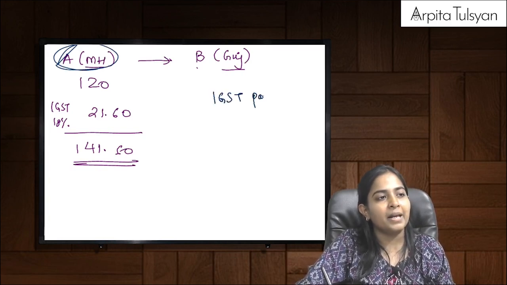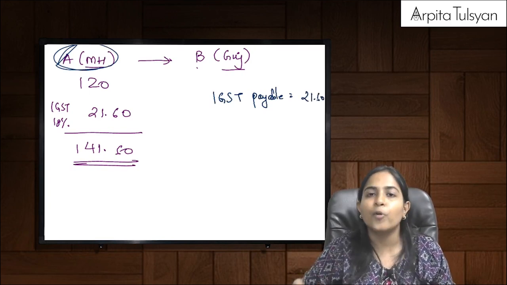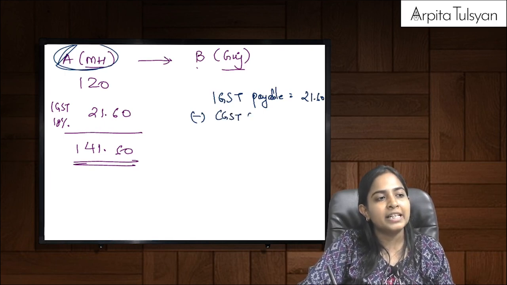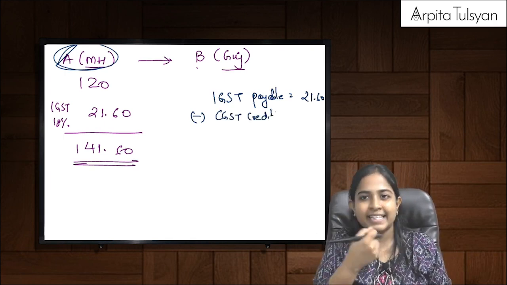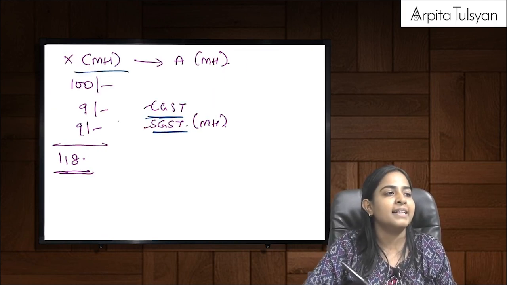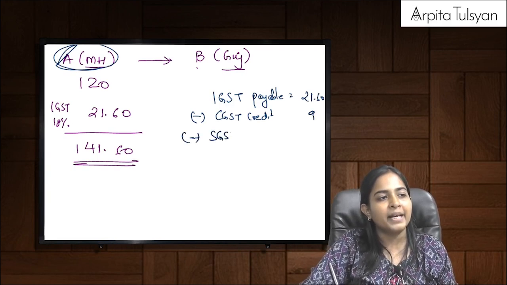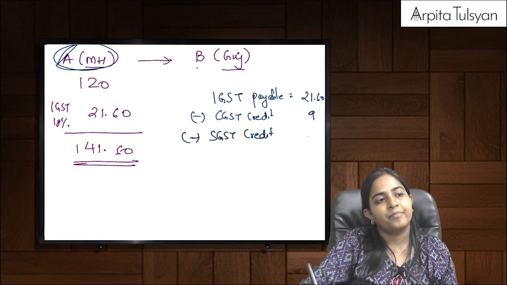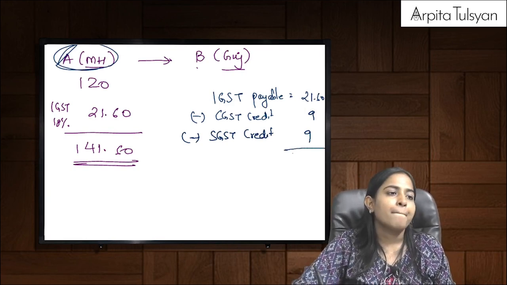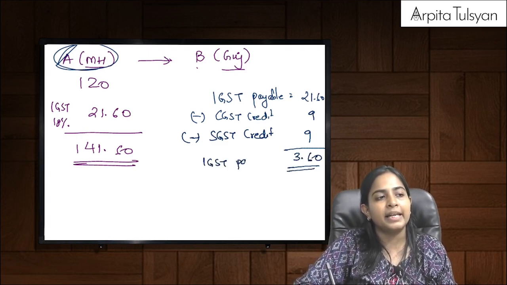So ultimately, IGST should get 21.6, right? But for that, we will use CGST credit. We will take some money from the CGST account. How much money we had in CGST? 9. Then we will take some money from the SGST credit. 9. Okay, 18 gone. So 3.60 is still payable, IGST payable in cash.